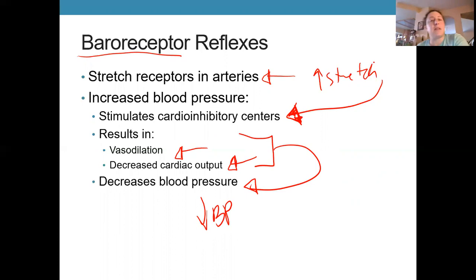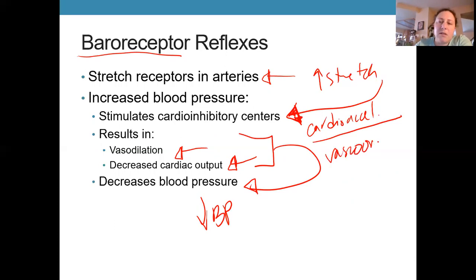The opposite will happen too. A decrease in blood pressure will stimulate cardioacceleratory centers too, and that'll result in vasoconstriction and an increase in cardiac output, which will increase blood pressure.